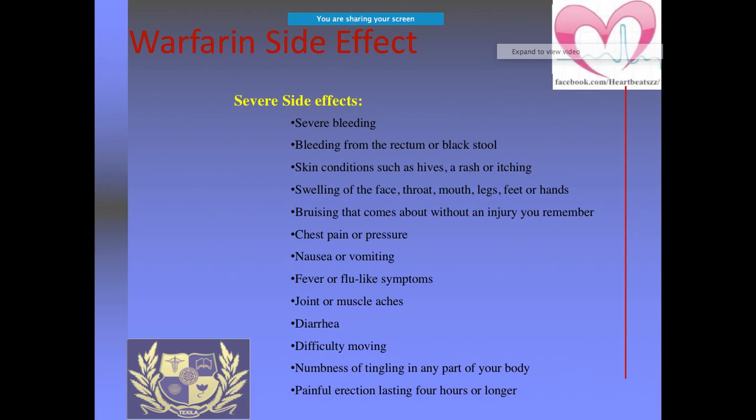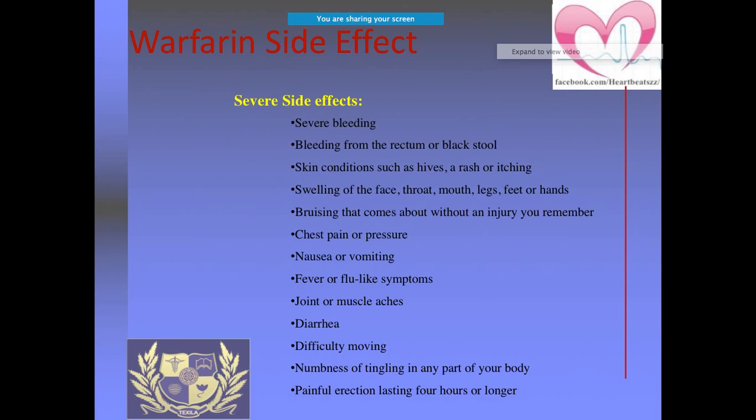Whenever you are using warfarin, what are the various side effects? It's very simple to think about it, right? The common side effects can be bleeding from the rectum, black stool, or bleeding can literally happen from everywhere. So rash, itching, even chest pain, nausea, vomiting, fever or flu-like symptoms, or even diarrhea or difficulty in moving can happen. And for men, it can be even more problematic, with painful erections.